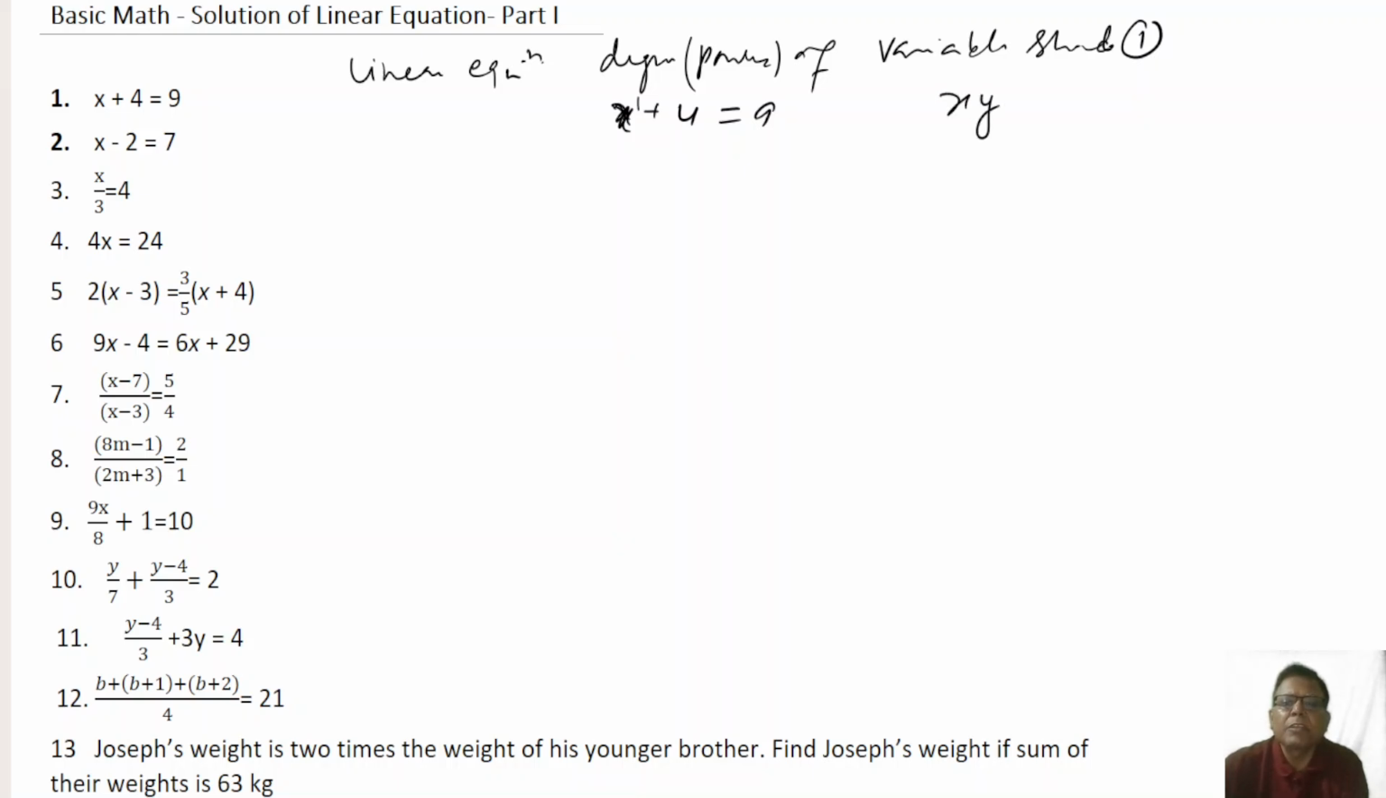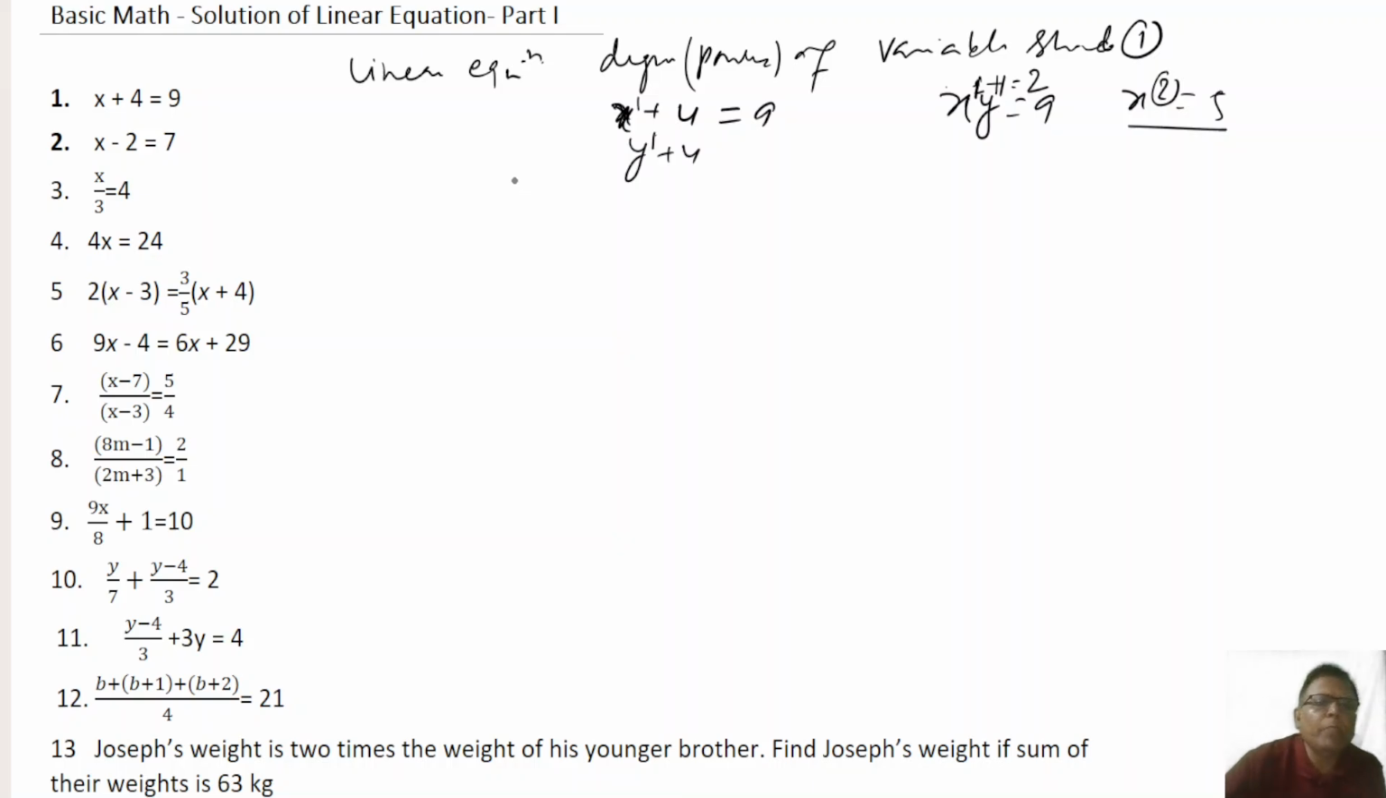Like x squared is equal to 9. Here the degree is 2, so it's not a linear equation. Or x square is equal to 5 is not a linear equation. But y is equal to 4 is a linear equation because the power of the variable is only 1. Here the power of the variable is 1 plus 1, so 2. So it's not a linear equation. This is also not a linear equation.